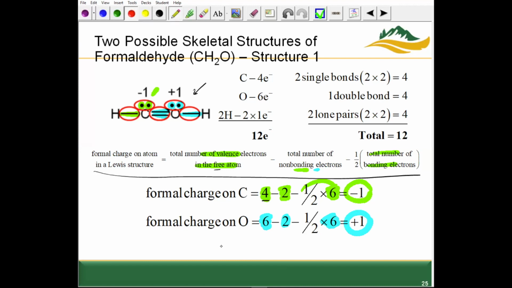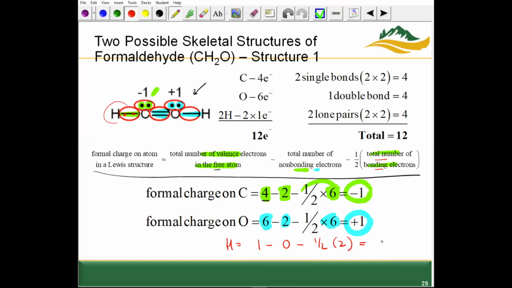Let's try this for hydrogen just for fun and just for practice. The number of valence electrons in a free atom of hydrogen is 1. Non-bonding electrons, well, none, there's no lone pairs. Minus 1/2 times the total number of bonding electrons, so 1, 2. 1 minus 0 minus 1.